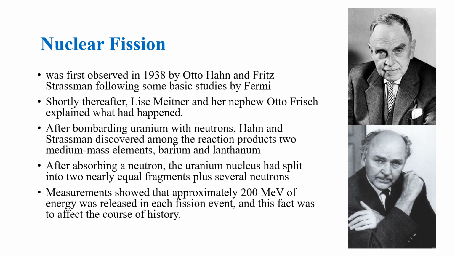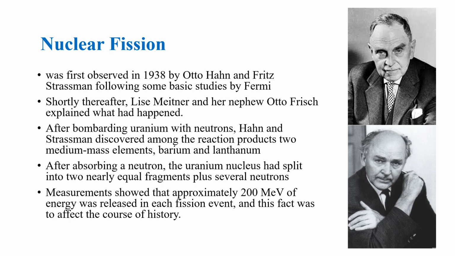Shortly thereafter, Lise Meitner and her nephew Otto Frisch explained what had happened. And they found that after bombarding uranium with neutrons, Hahn and Strassmann discovered among the reaction products two medium mass elements, barium and lanthanum. And after absorbing a neutron, the uranium nucleus had split into two nearly equal fragments plus several neutrons. Again, this is explained by the liquid drop model. Measurements showed that approximately 200 mega electron volt of energy was released in each fission event, and this fact was to affect the course of history.